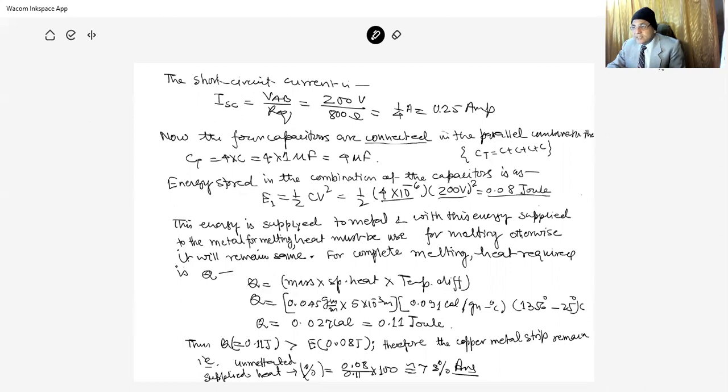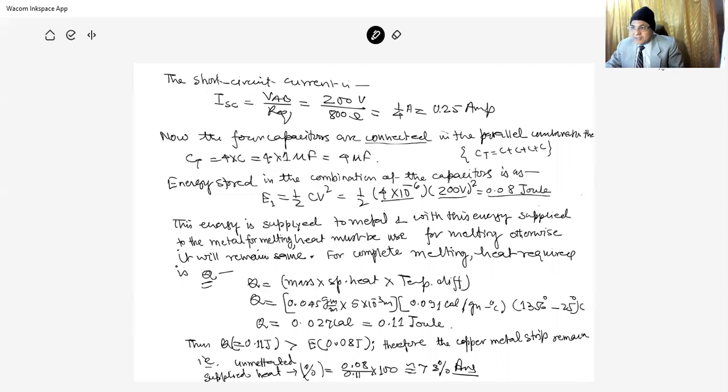So the energy is supplied to the metal, and with this energy supplied to the metal for melting, heat must be used for melting, otherwise it will remain the same, that is unmelted. So the complete melting heat required is say Q, and this Q is mass into specific heat into temperature difference.